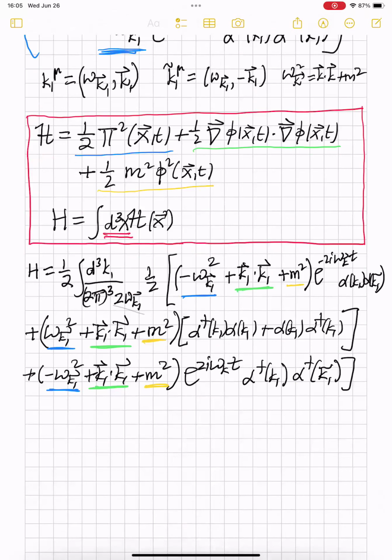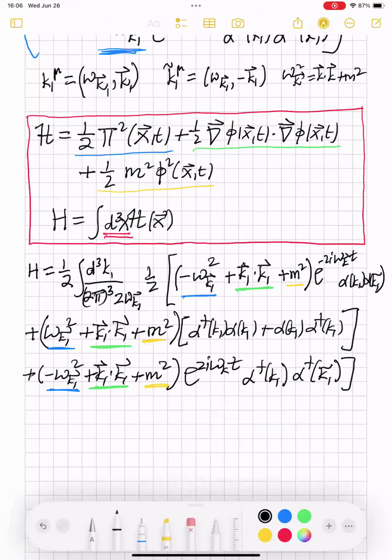What's wrong with it? Well, this is the Hamiltonian. This is meant to be independent of time. But look at the first term, the alpha term. That's got an e to the minus 2i omega k t, which certainly depends on time. And the third term here, the alpha dagger term, that's got an e to the 2i omega k t, again dependent on time. But something comes to the rescue to save us.